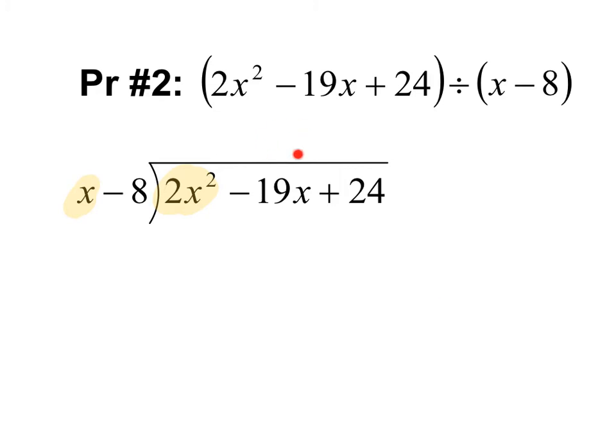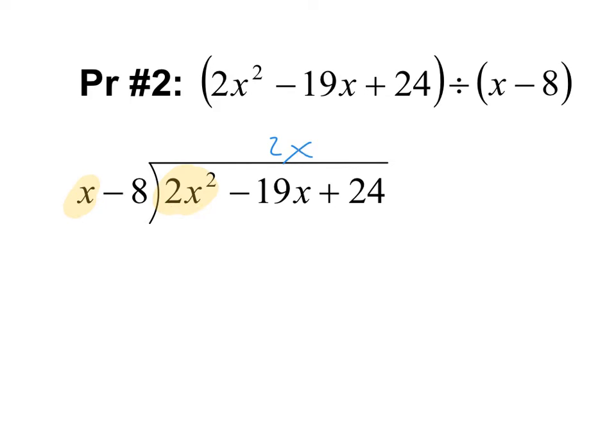Okay, so what times x equals 2x squared? Well, this is like a 1, right? So I'm obviously going to need a 2. And then I have an x to an x squared. I'm going to need to multiply by another x. So I think it's 2x that I'm multiplying by. So 2 times 1 equals 2. X times x equals x squared. Yes, 2x times x equals 2x squared.